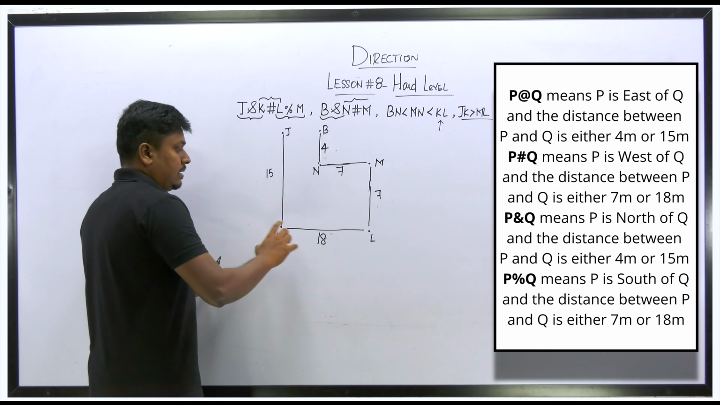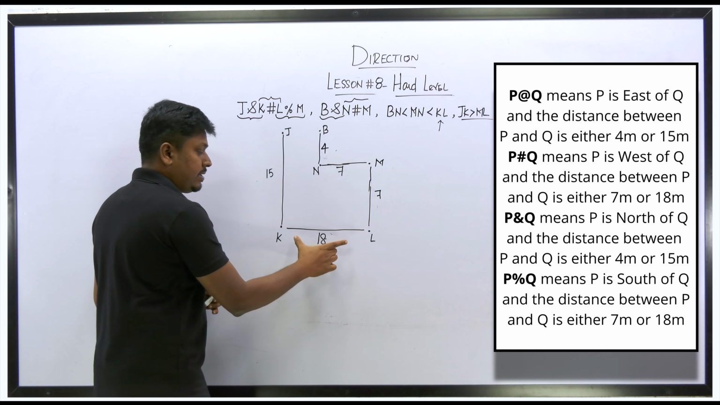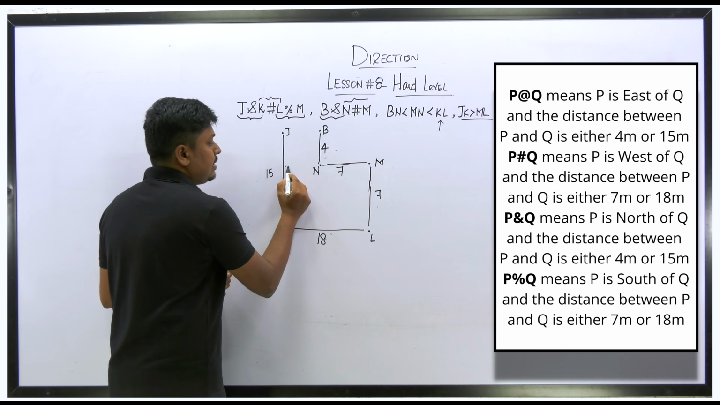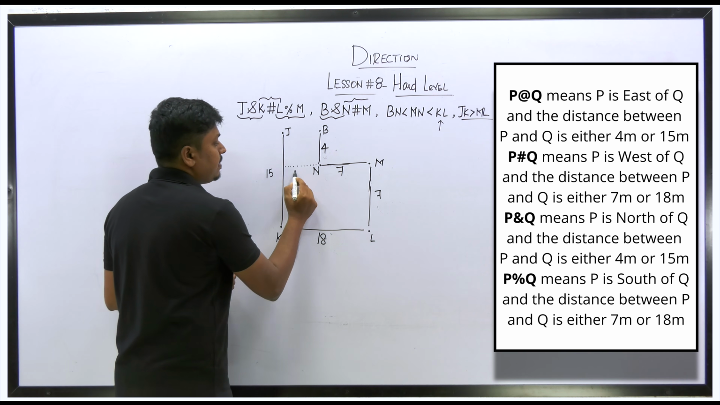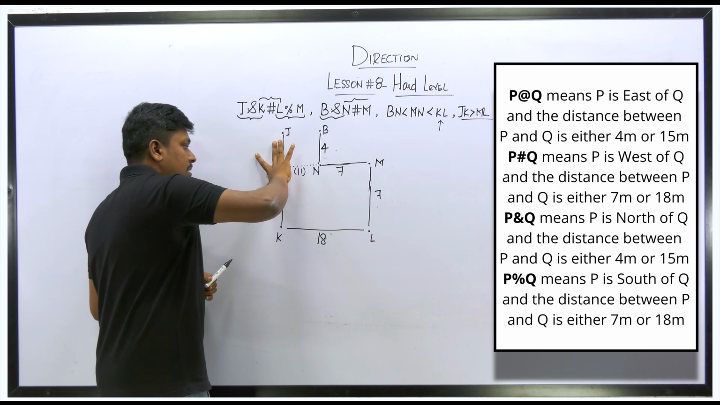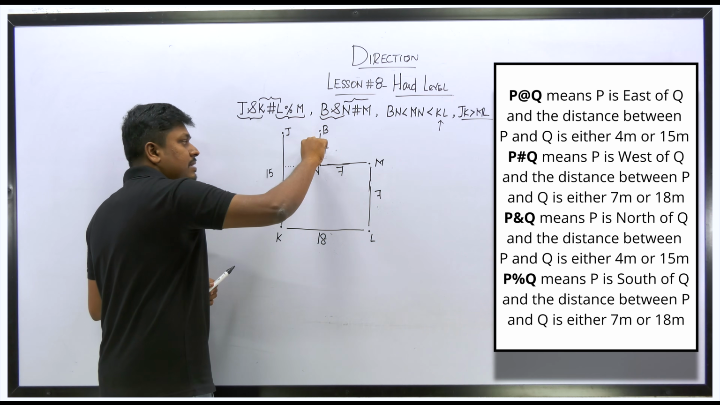Just listen here. This is 18, right? And this is only 7. Just listen carefully. This total distance is 18. This is only 7. Then we can say that this distance will be 11. Understood? So similarly, how much is this total distance? This total distance is 15. And this distance is 7. So this distance is 4.